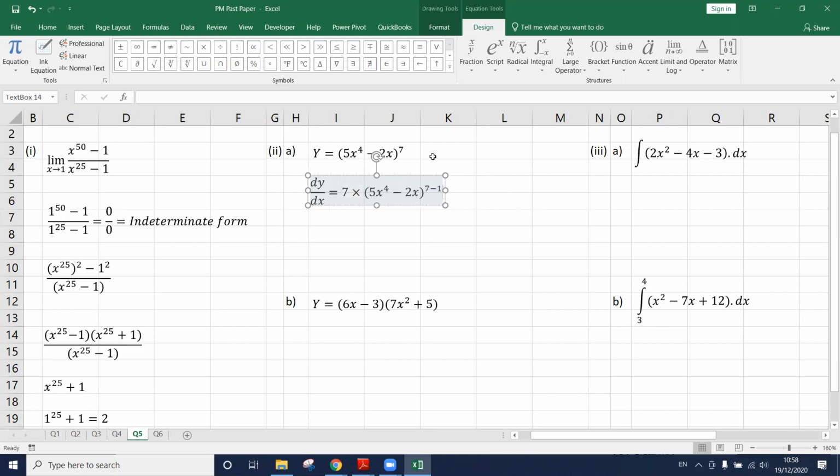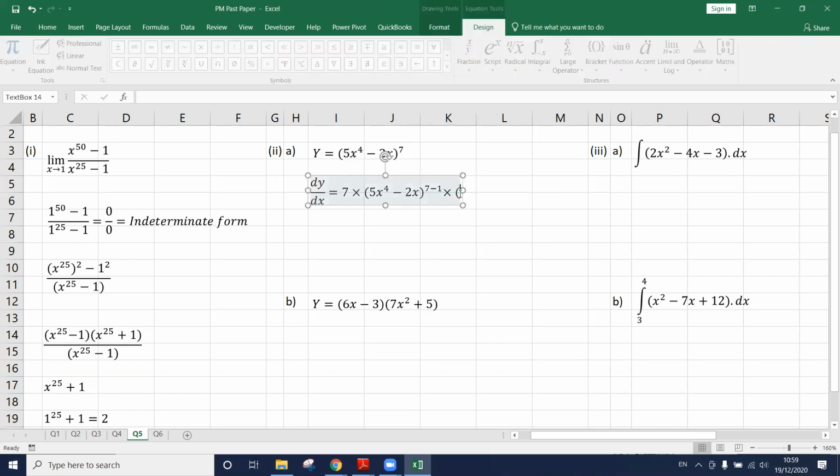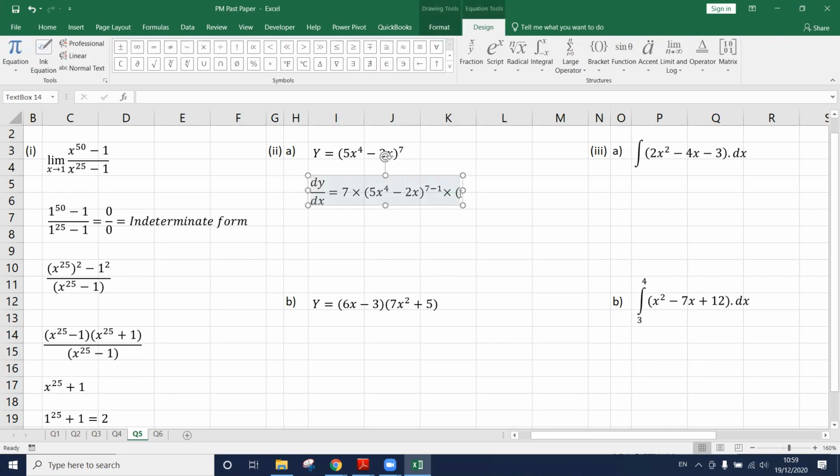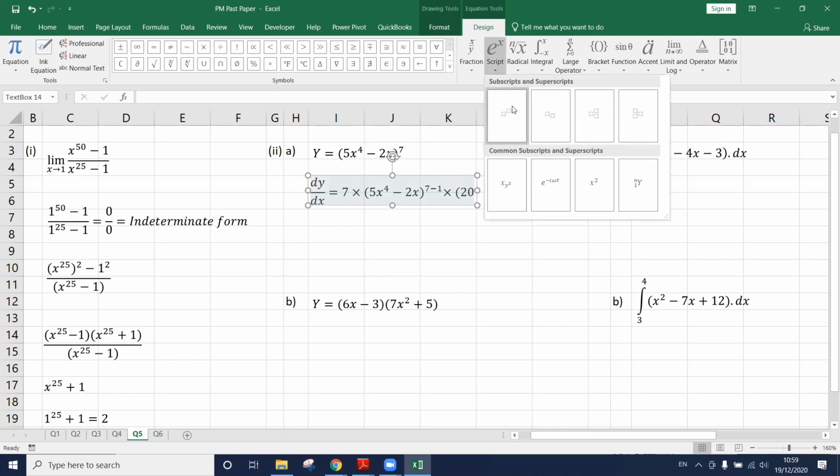Then, since this is in this format, again we need to multiply this by the differentiated value of what is inside the brackets. After differentiating 5x to the power 4, what should be the value there? 20 x to the power 3.